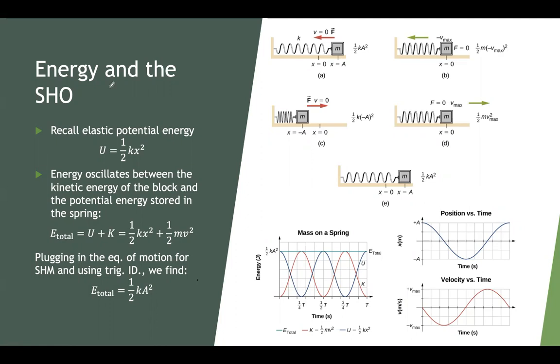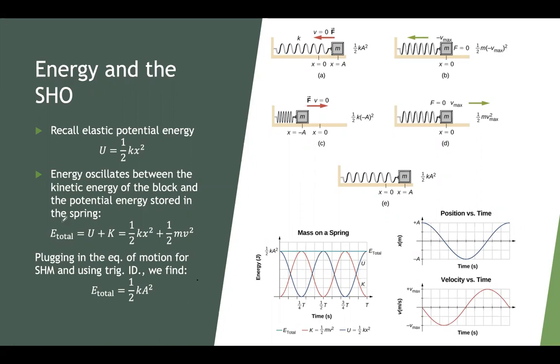Okay, so recall the elastic potential energy that we found in a previous chapter for a spring, and it is U is equal to 1/2 kx squared. Now, when we're looking at an object on a spring, the energy will oscillate between the kinetic energy of the block and the potential energy that's stored in this spring.